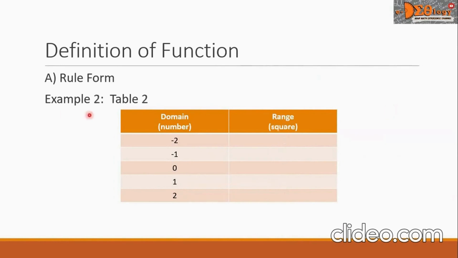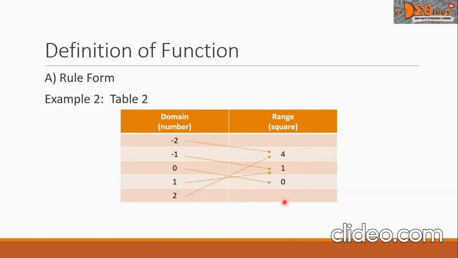Let us have example 2. Given this table 2, the domain is here with the elements -2, -1, 0, 1, and 2. For the range, the rule is to get the square of each element of the domain. So the elements for the range are 4, 1, 0, respectively.